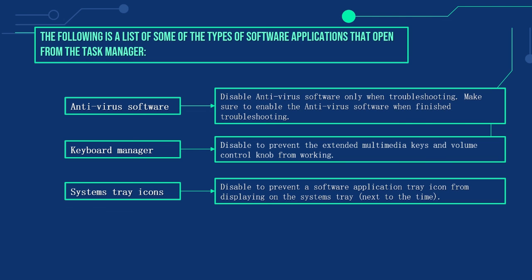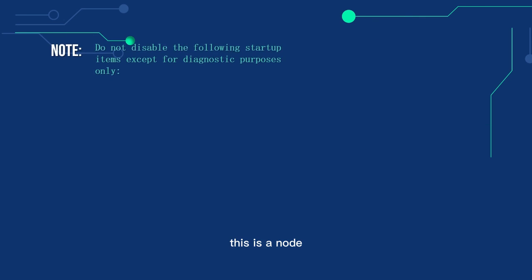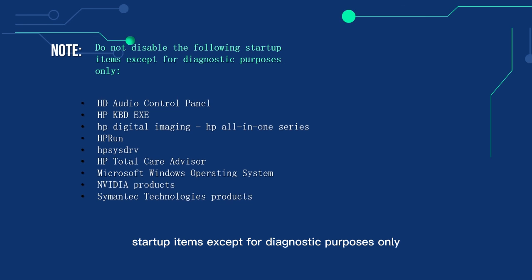The Startup tab of the Task Manager shows a list of current software applications that open automatically after Windows opens and shows the status of each program. Disable individual software applications by highlighting the application and clicking Disable. Note, this is a note. Do not disable the following startup items except for diagnostic purposes only.